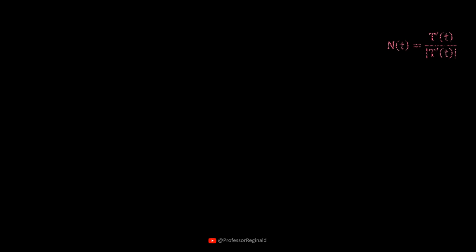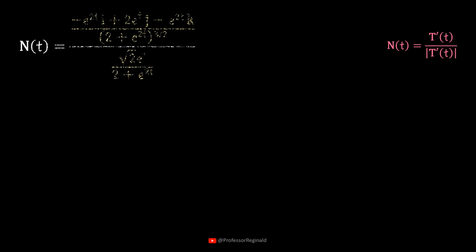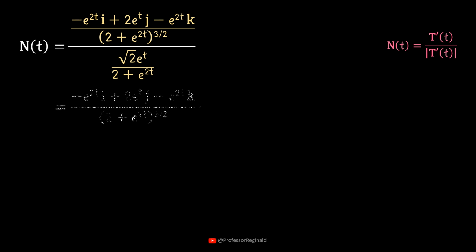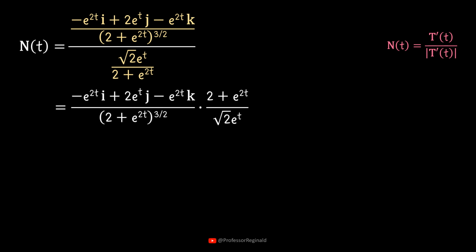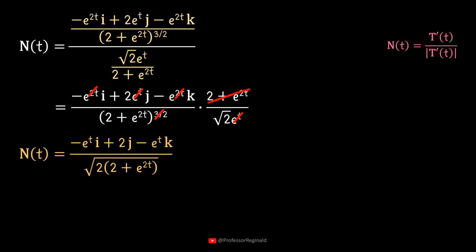The unit normal vector is the quotient of the derivative of the unit tangent vector and its norm. Substitute the required expressions and simplify using a property of fractions. Divide out common factors between the numerator and the denominator. Thus, this is the unit normal vector to the space curve at any value of the general parameter t.